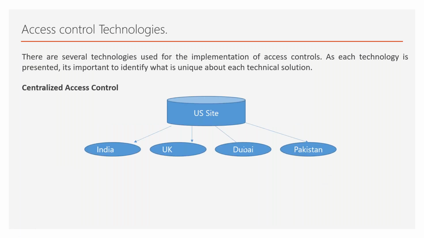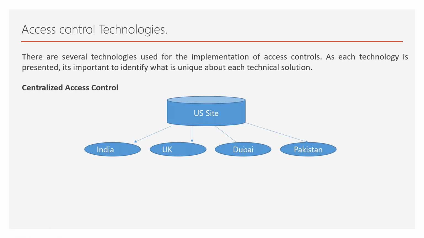Now the next topic talks about access control technologies. When we talk about access control, there are three types available. One is centralized access control. Then you have decentralized access control. Then you also have hybrid access control. In centralized access control, as you can see, we have a US site. The US site has branch offices in India, UK, Dubai, and Pakistan.